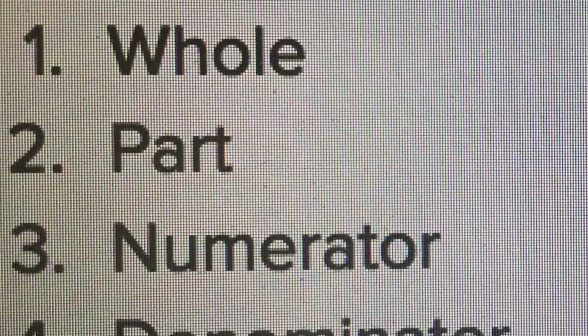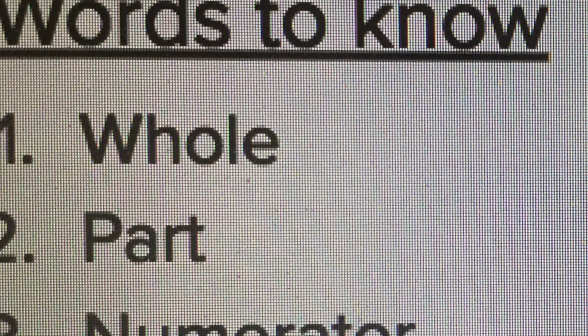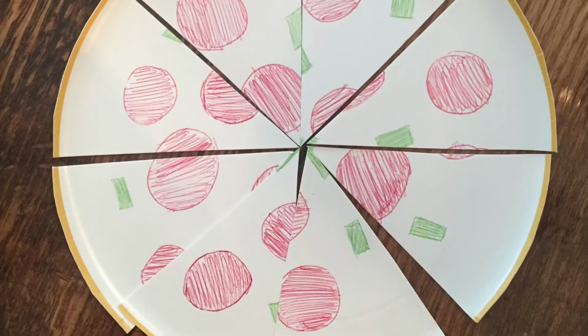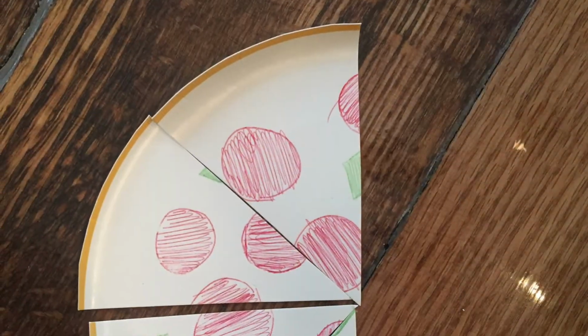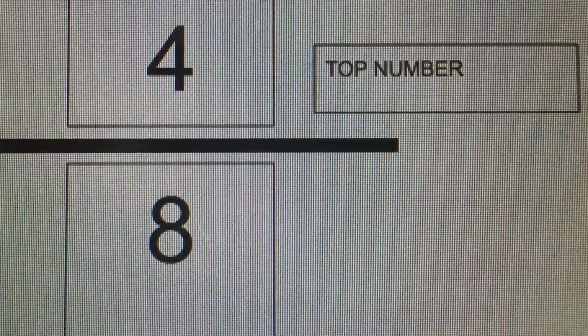But first, before we get started, we need to understand some of the vocabulary we will be using today. There are 4 words that I want you to get familiar with in today's lesson. The first word is whole. The second word is part. The third word is numerator. And the fourth word is denominator.